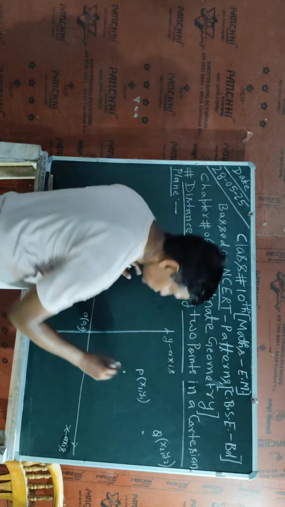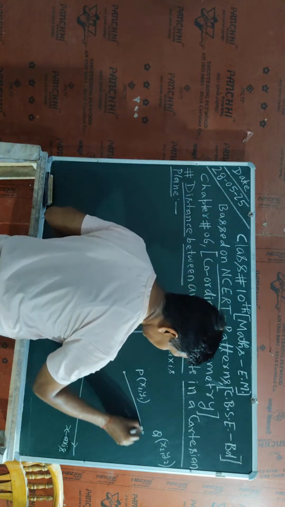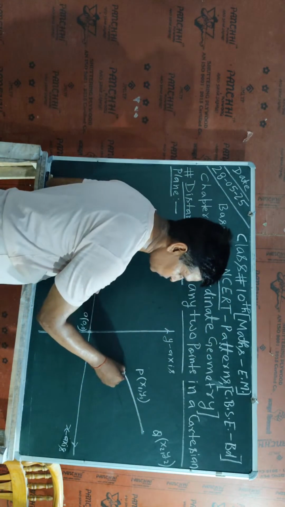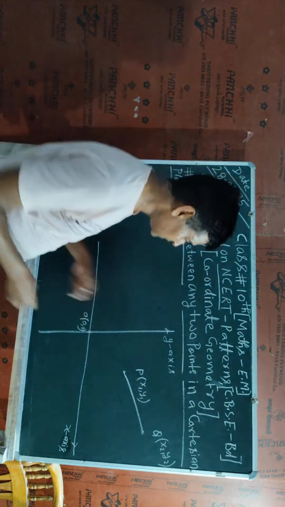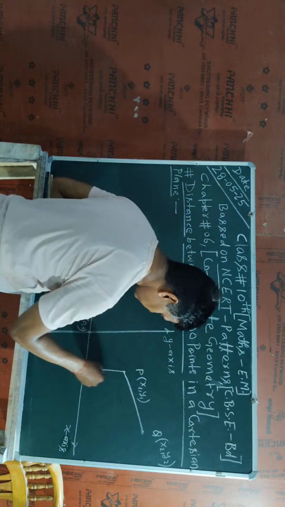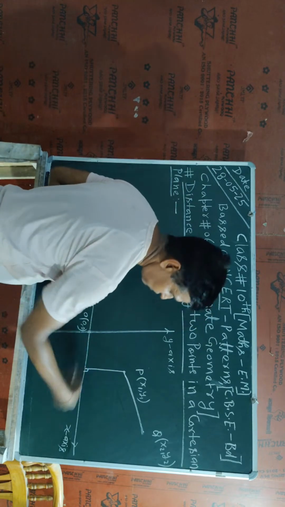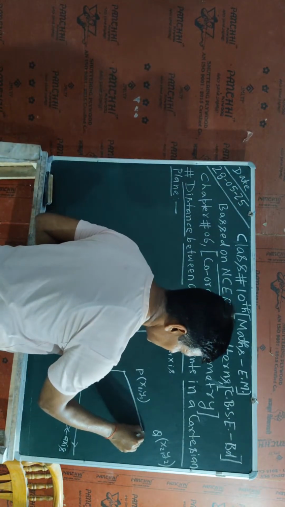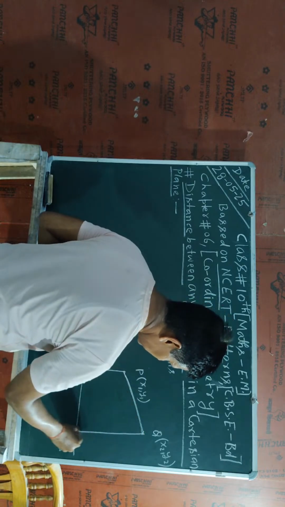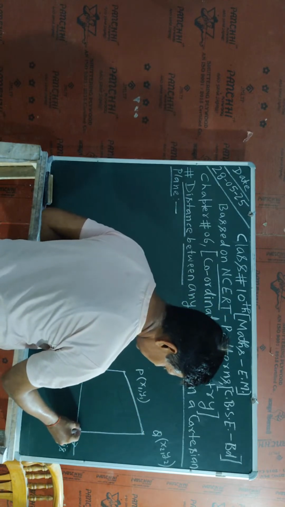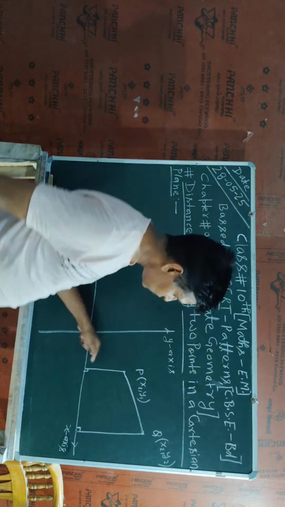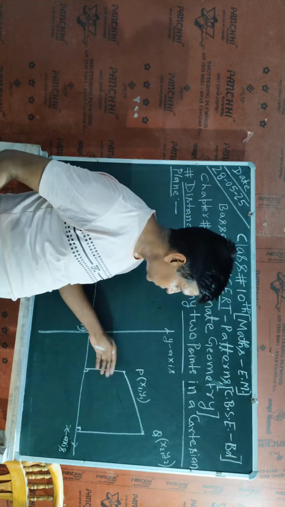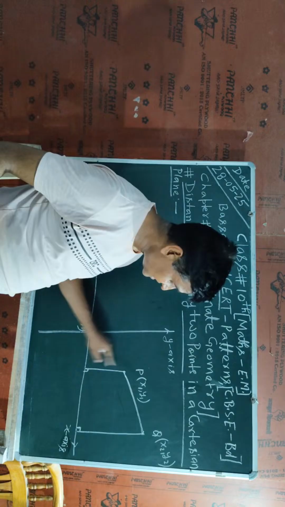Now I will join these 2 points. After joining, the diagram looks like this. Further, I will draw a line perpendicular to the x-axis from the given point. So this line is perpendicular to the x-axis. Again, I will draw a line perpendicular from the point Q to the x-axis. So from these 2 points I have drawn 2 perpendiculars. This is the perpendicular distance.